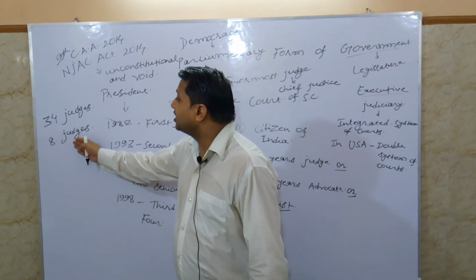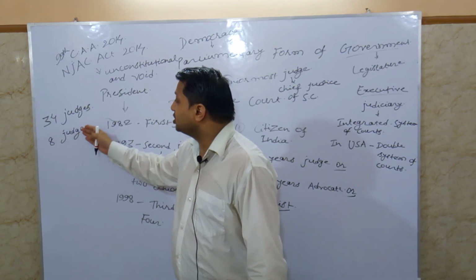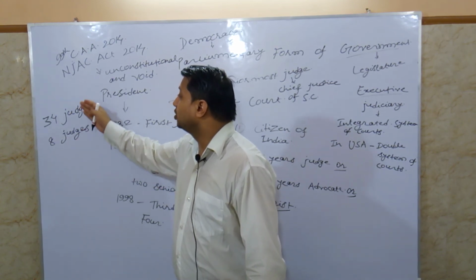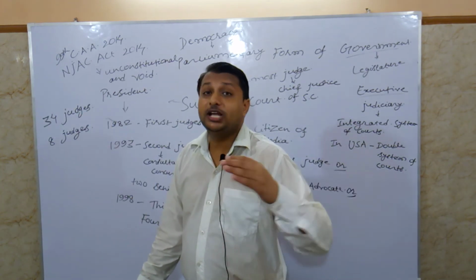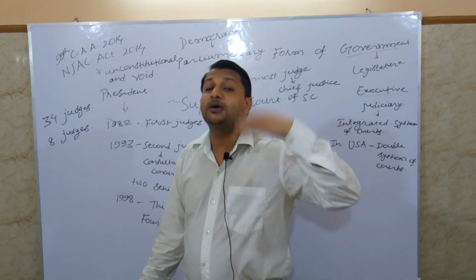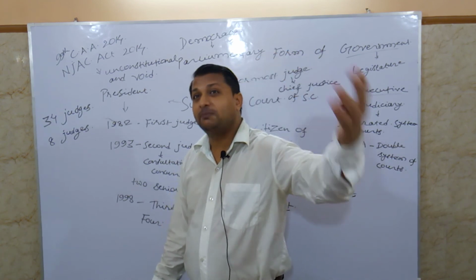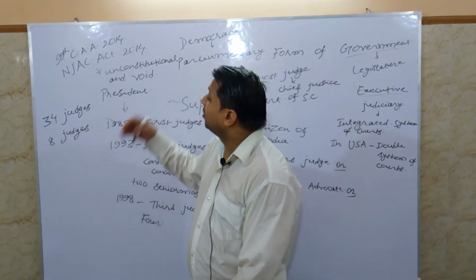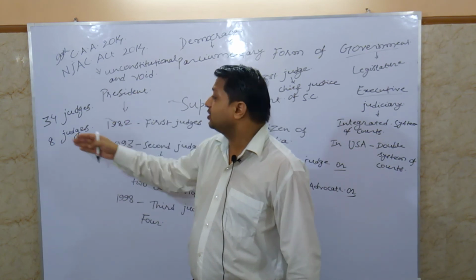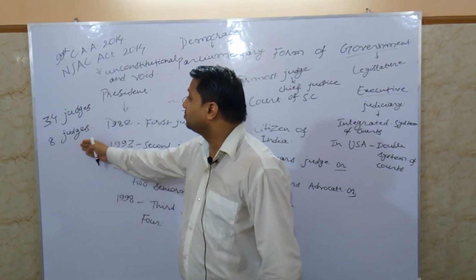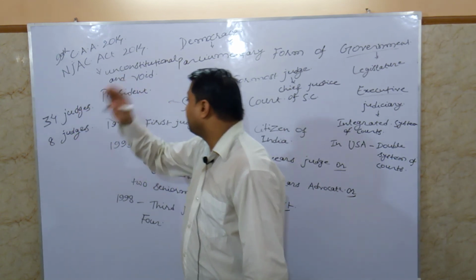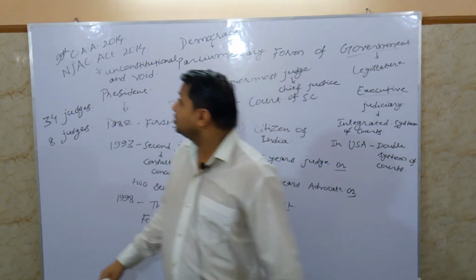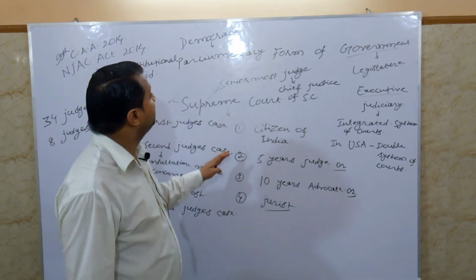So parliament has increased the number of judges of the Supreme Court from 8 to 34. Why? Because the workload of the Supreme Court is day by day increasing. Naturally, day by day our population grows and every work becomes more complex. So everything increases, and they have also increased the number of judges. So this is all about the Supreme Court judges.